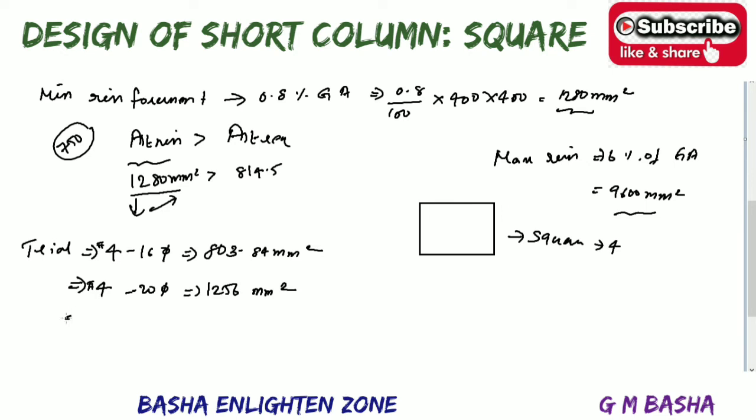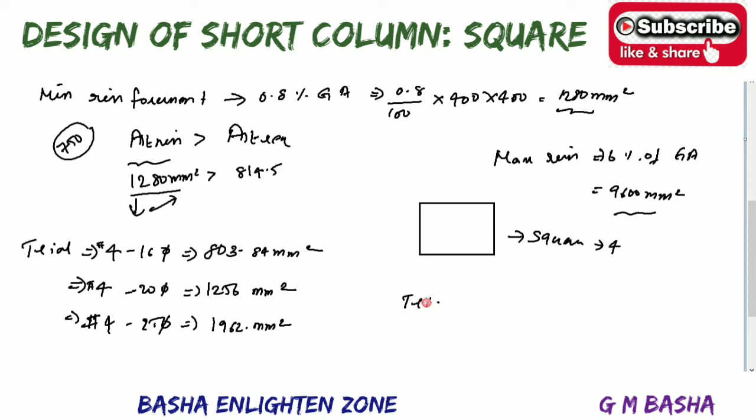Then I am checking. This 1256 is also lesser than the minimum requirement, that is 1280. Then provide 4 bars of 25 dia. That will be equal to 1962 mm square, around 1962.5. If you want, you can prefer 6 bars also, no problem.